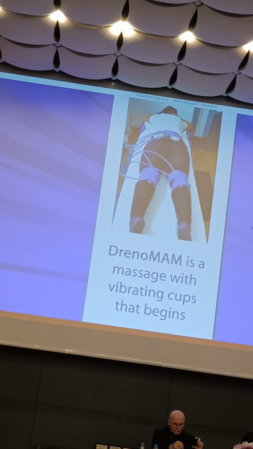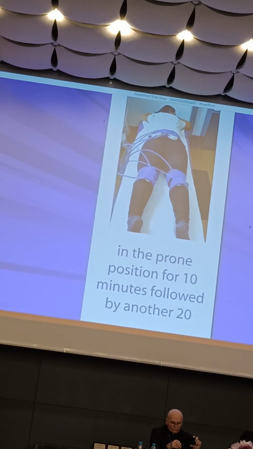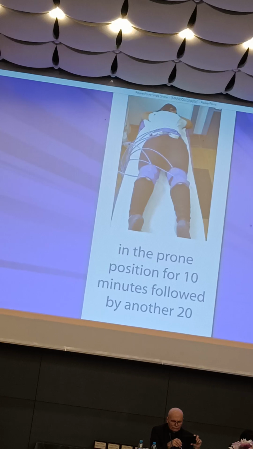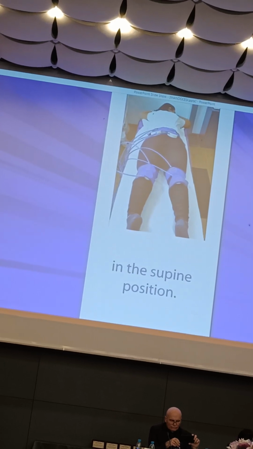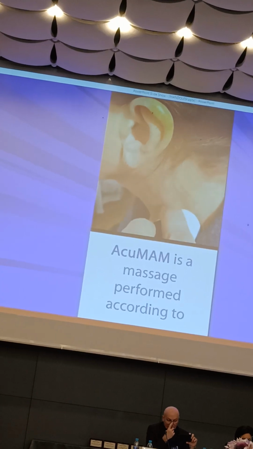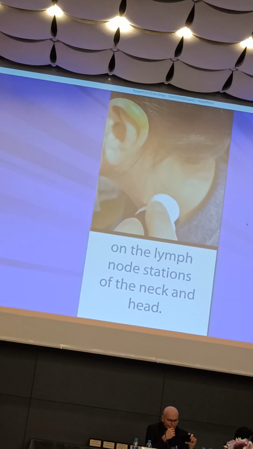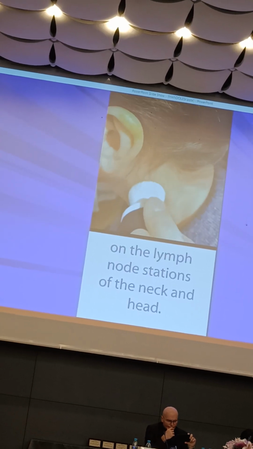Drano-MAM is a massage with vibrating cups that begins in the prone position for 10 minutes, followed by another 20 minutes in the supine position. ACO-MAM is a massage performed according to a specific sequence on the lymph node stations of the neck and head.